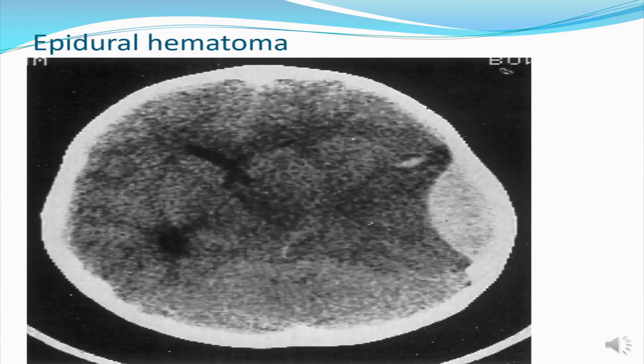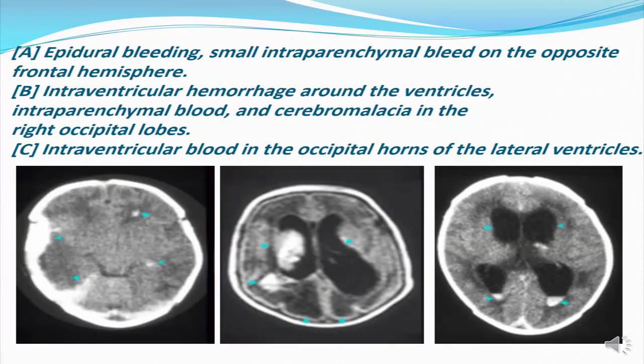And this is one of the epidural hemorrhages here, and there is epidural hemorrhage A here, the first one. There is also intraparenchymal bleed, and here there is intraventricular hemorrhage, and also intraparenchymal blood in the middle X-ray, and then we have the image C also showing intraventricular blood in the occipital horn of the lateral ventricle.